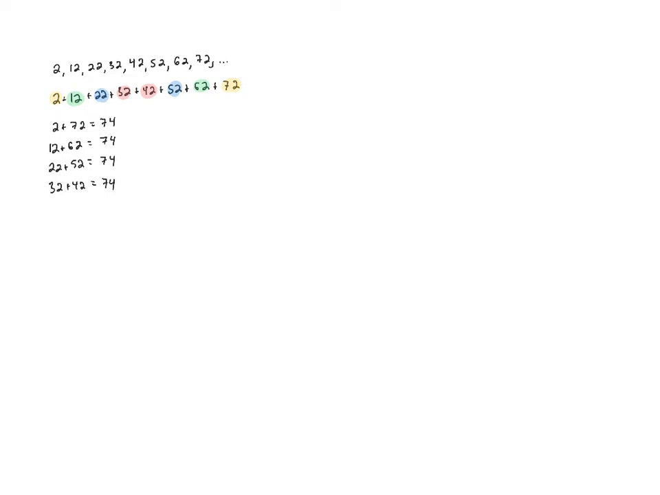Remember, to find the average of two numbers, you add them up and divide by 2. And so if we wanted the average of each of these, we'd have 2 plus 72 over 2, 12 plus 62 over 2, 22 plus 52 over 2, and 32 plus 42 over 2. And in each of these situations, they have the same average of 37.